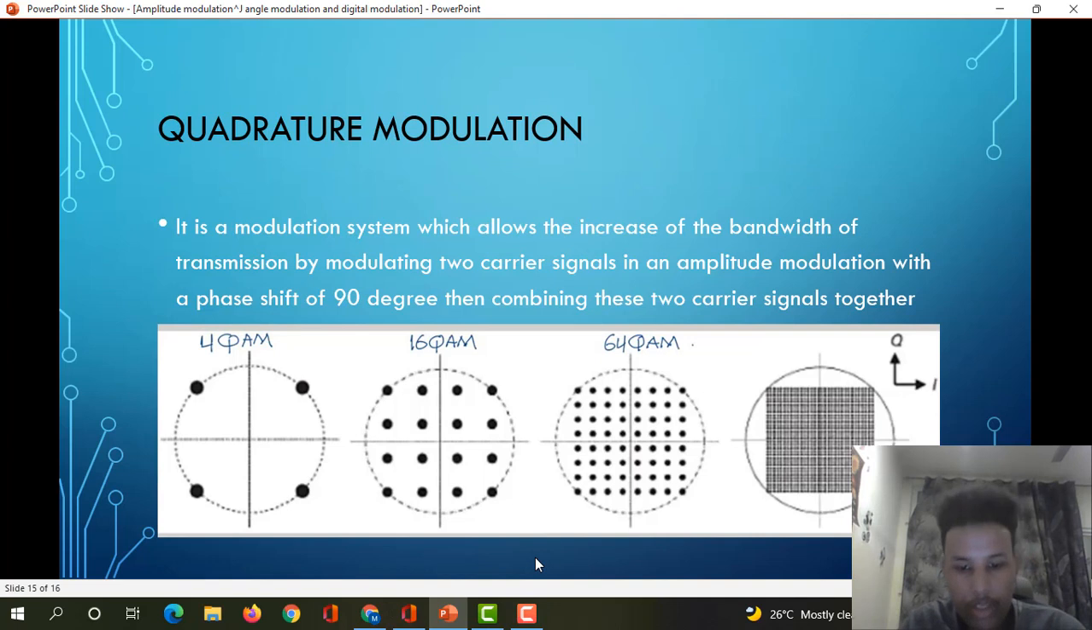The next system, which is more complex than the other two because it carries more data, is called 64 QAM. Of course, it will have a wider bandwidth because it transmits a higher capacity of data. So you can upgrade the system to get more data transmission.